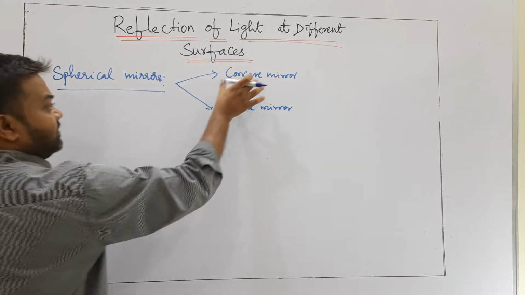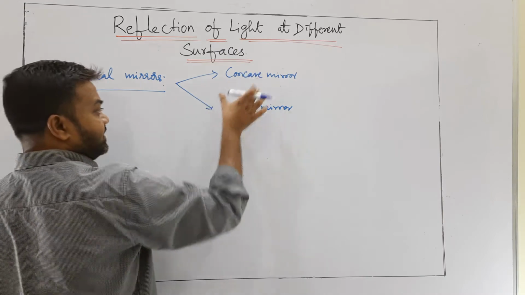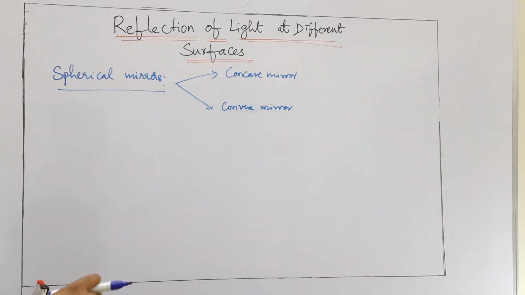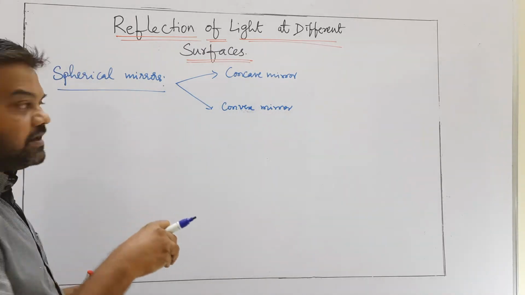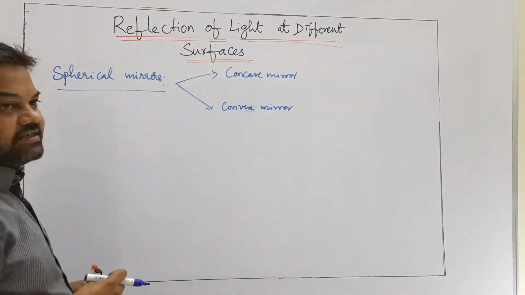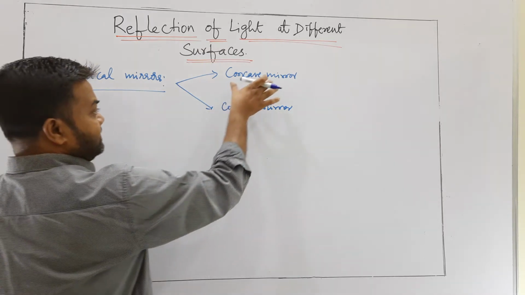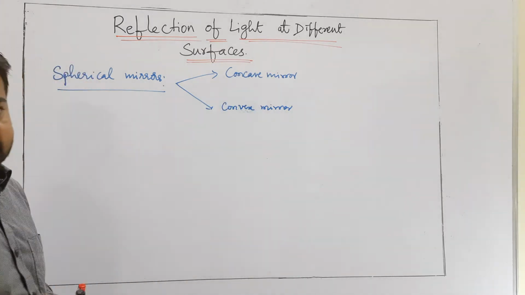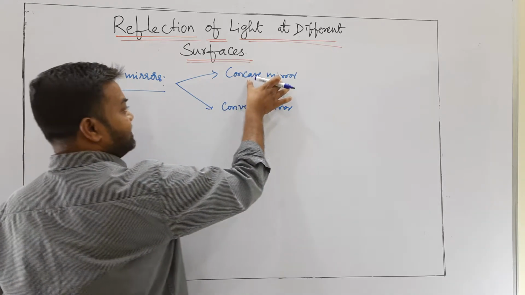What is a concave and what is a convex? A concave mirror is a mirror in which reflection of light takes place inside and the polishing of the surface is outside. This concave mirror can also be called a convergent mirror.